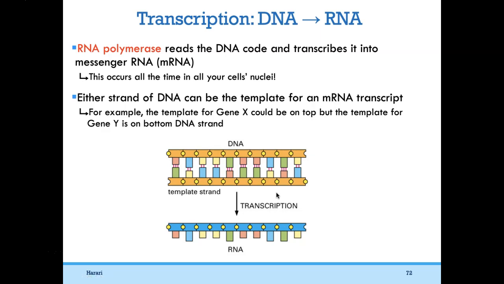It's important to note that either strand of the DNA can be a template strand. So RNA polymerase can use this bottom strand as a template for one gene, but it can be using this top strand as a template for a different gene. So genes are kind of interspersed along our chromosomes on both strands of DNA. That's a little confusing sometimes.